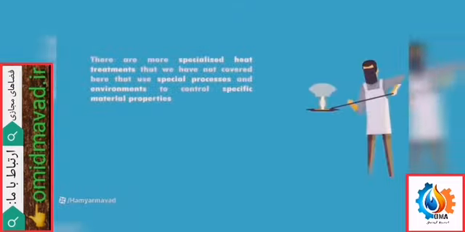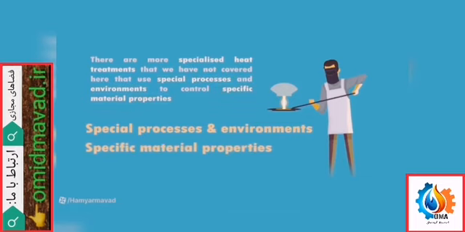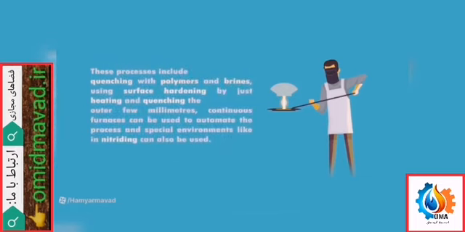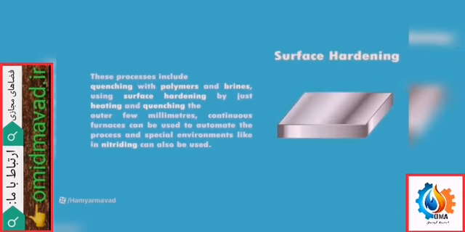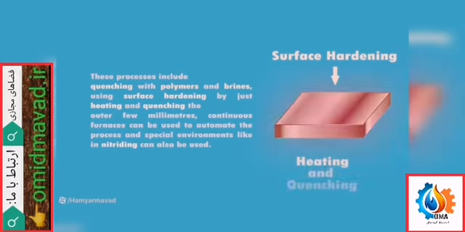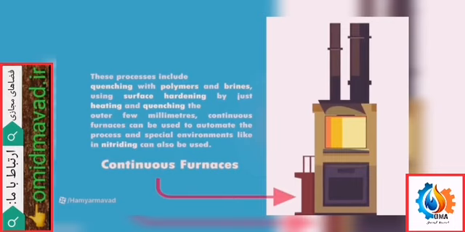There are more specialized heat treatments that we have not covered here that use special processes and environments to control specific material properties. These processes include quenching with polymers and brines, using surface hardening by just heating and quenching the outer few millimeters. Continuous furnaces can be used to automate the process, and special environments like in nitriding can also be used.